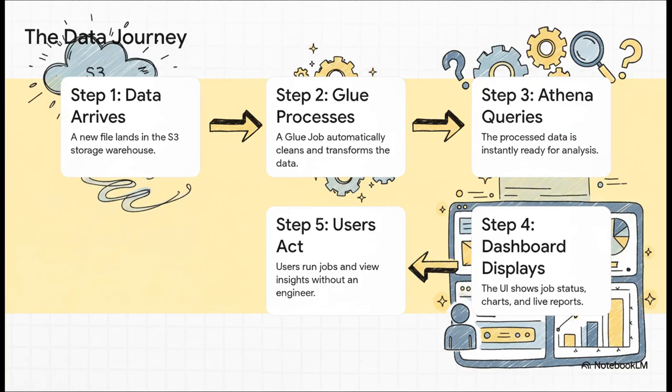It all starts when a new file lands in our S3 warehouse. Right away, a Glue job kicks off to clean it and process it. The second that's done, Athena makes that new data available to be queried. Our dashboard then immediately shows the latest job status and any new insights. And finally, this is the best part. A business user can see the results and decide to take action, like maybe rerunning a job, all without ever having to call an engineer.